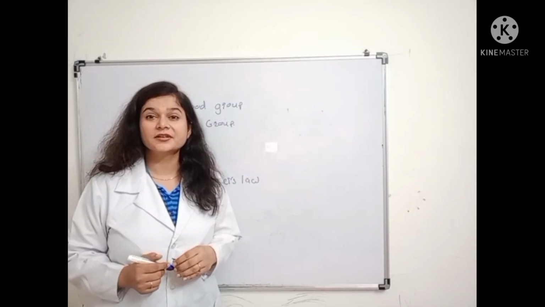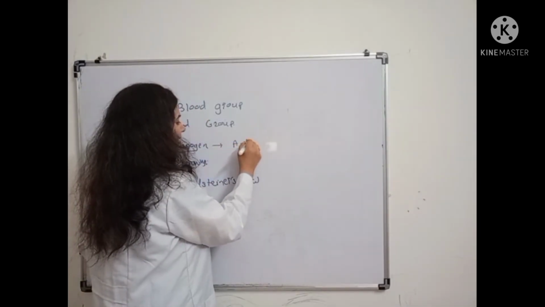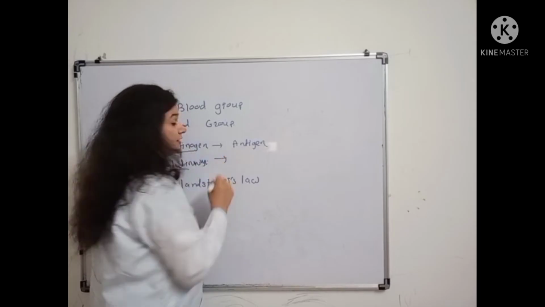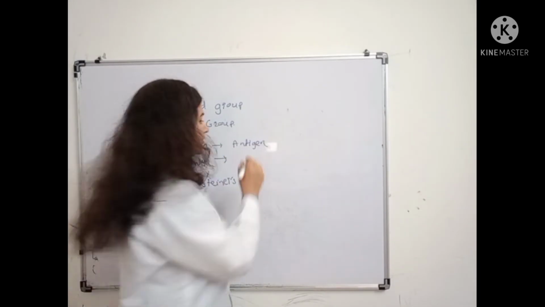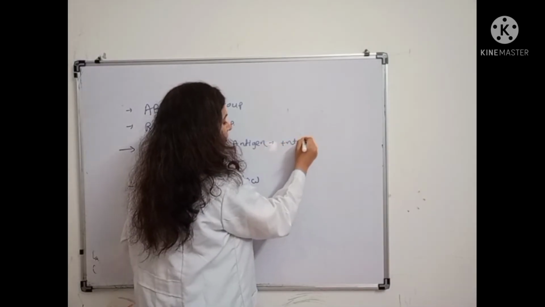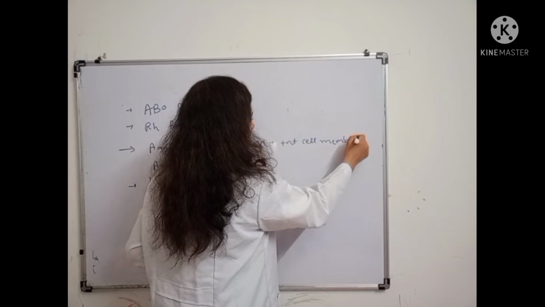The agglutinogen is basically the antigen. Which antigen? This antigen is present on the cell membrane of the RBCs.